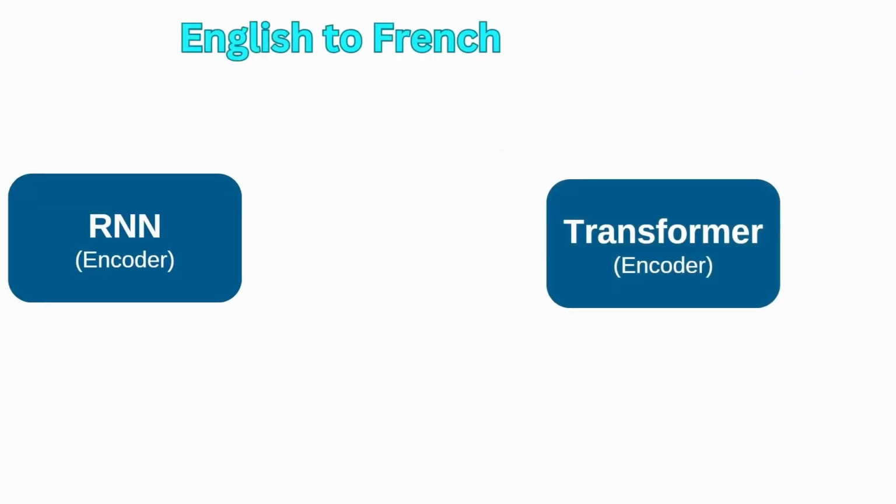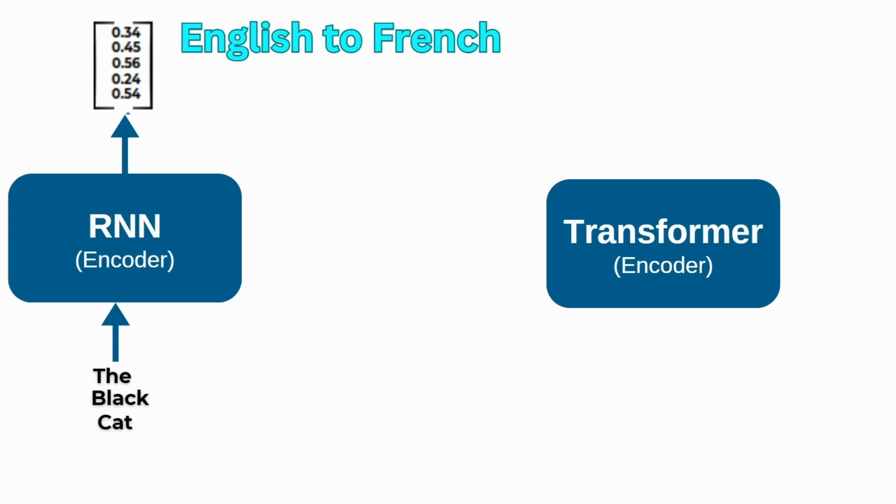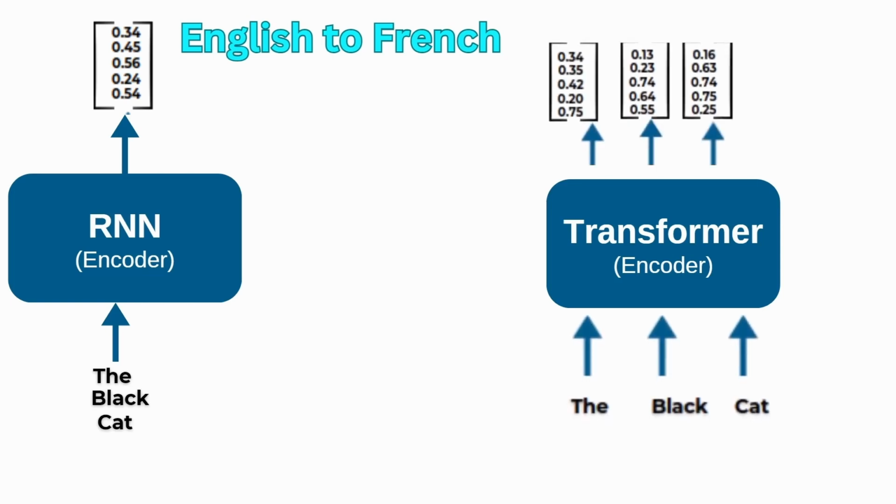In case of RNN, it processes the data sequentially. So first I feed "the", and based on that it encodes that text into a vector. Next I feed "black", and again it produces a vector. Then I feed the last word. The sentence is "the black cat", so I feed "cat" and it processes and again produces a vector. In case of the transformer, we feed the whole sentence in parallel and it produces the vectors accordingly. So that was the major difference between the RNN and the transformer.